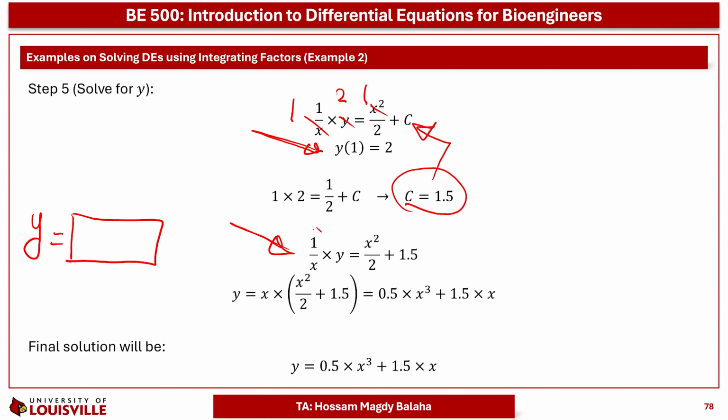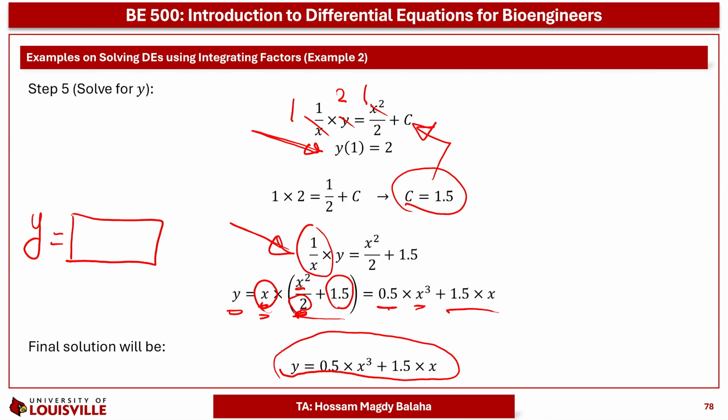So you can simply multiply both sides by x. So it will be y equal to x multiplied by the rest of the equation. x multiplied by x squared will be x cubed multiplied by half, which is here. 1.5 multiplied by x will be here. So the final equation will be y equals 0.5x cubed plus 1.5x.